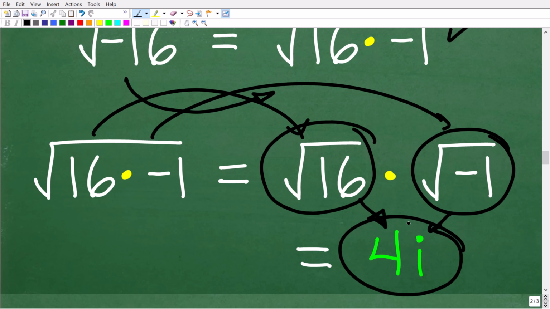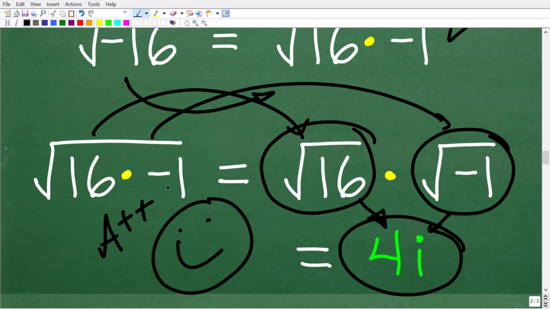Okay, so how did you do? Well, if you got this right, I definitely have to give you a nice little happy face and an A++. Great job. But I suspect a lot of people out there may not even know anything about complex and imaginary numbers, and that is okay. My videos are designed to be educational and informative. So if you've learned something, that is great. Okay, that's the whole purpose of this video.